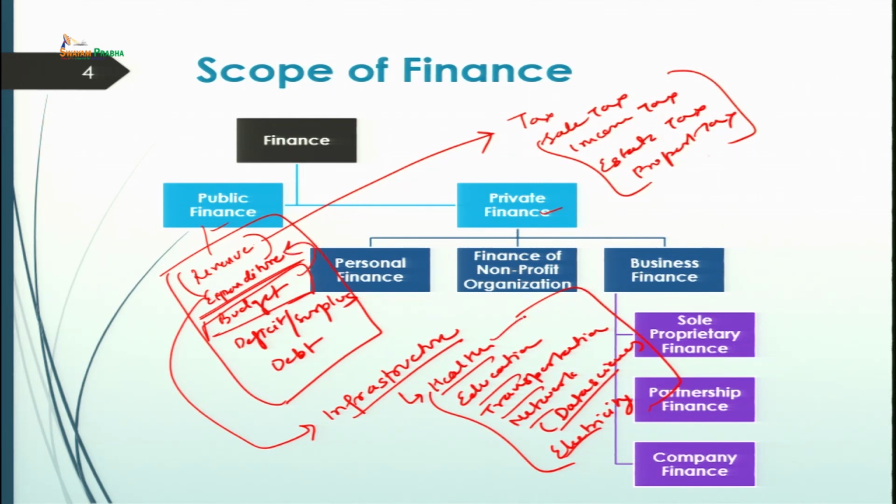Budget will be made for health improvement, education improvement, transportation improvement, network data science improvement, information system improvement, and electricity improvement. So altogether they are focusing on the area of improving the infrastructure of a country to make it an attractive country in the world market.